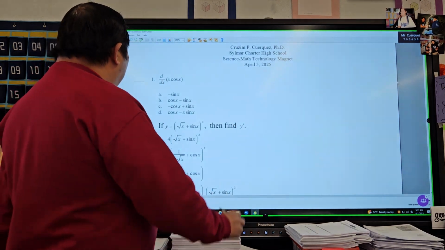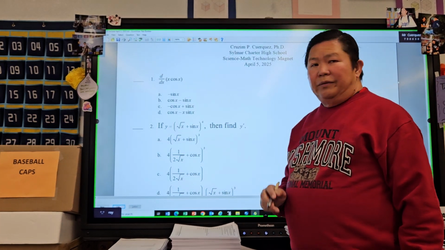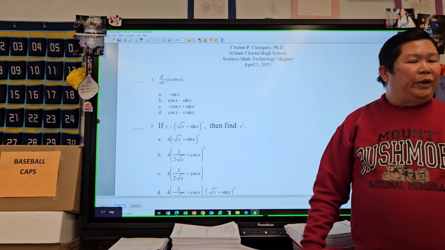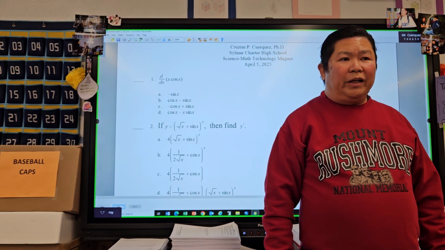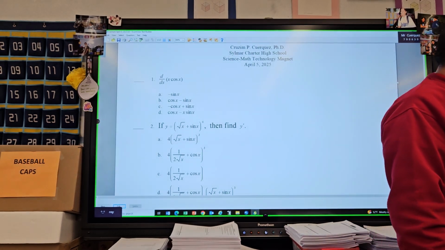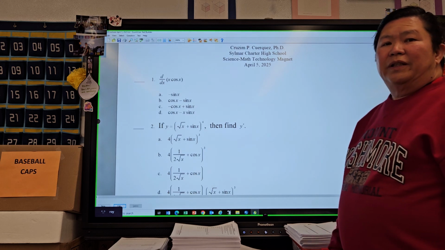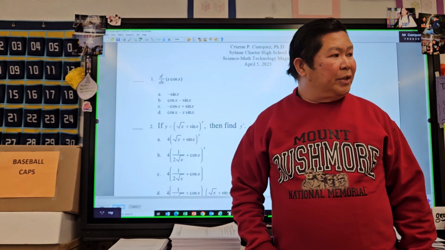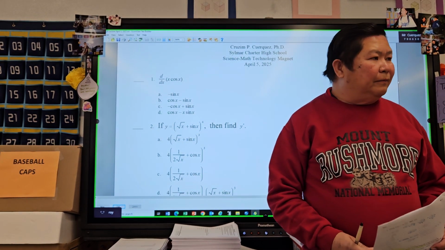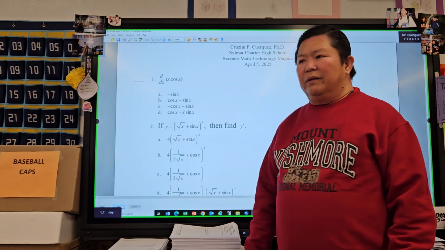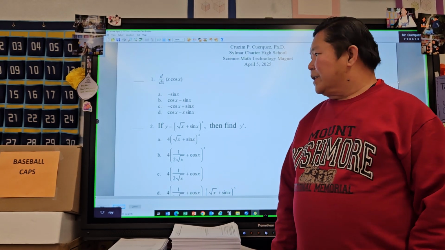So we're going to have problem 1. We have to find the derivative, right? And we know that x cosine x is a product. So what is the product rule? The first times the derivative of the second plus the second times the derivative of the first. Can you do that first by yourself?